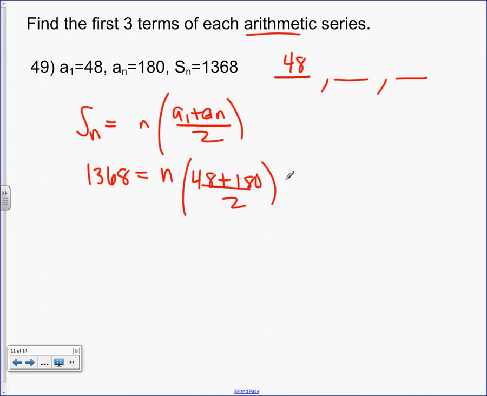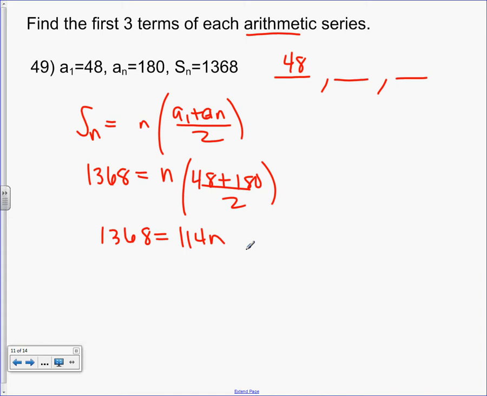I just substituted, right? So now, go ahead and do 48 plus 180 over 2. Don't just look at mine and be like, yeah, that's what I would get. You actually have to plug it into your calculator or else some of you guys think you're going to get it right and then you don't, okay? So 1368 equals, what is it? 114n, yeah. Good. Everybody take your time and actually do that though, because some people don't plug that in correctly. I want to make sure you get it.